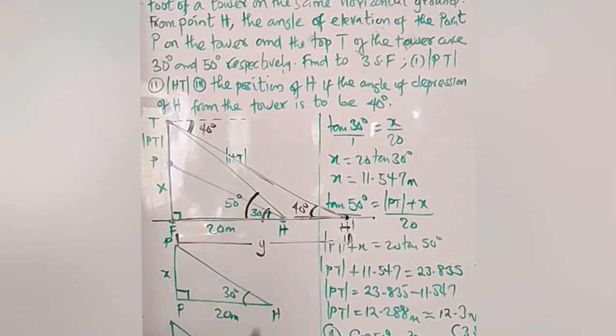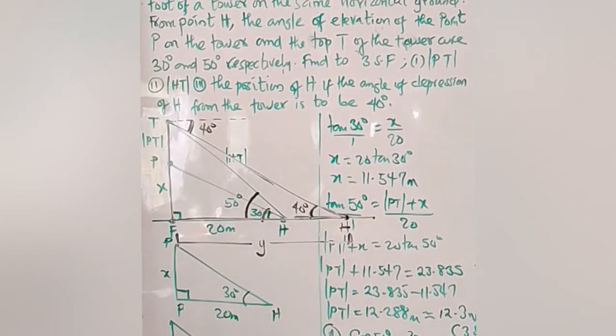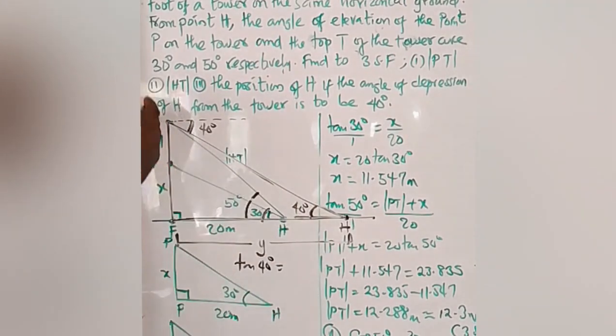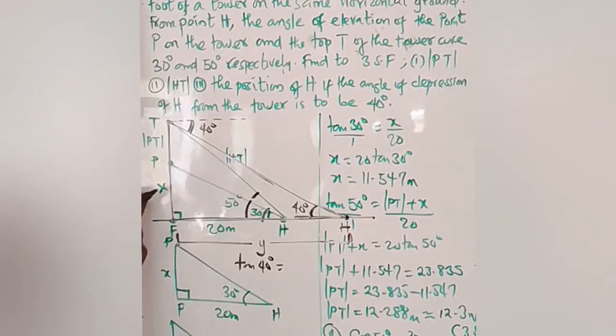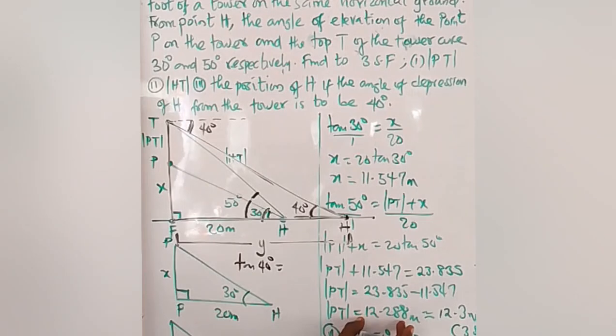Let's suppose after solving, our y is, let's say, 50. It means H is 50 meters away from the foot of the tower. So we want to get the value of y. So what is the opposite? Using tan 40. What is the opposite? The whole of this, PT plus x, which we've already got here.